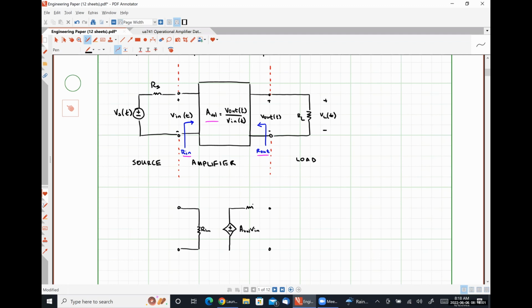And then here we have our resistance out. This is our voltage for our amplifier, Vn of t. This is our output voltage, V out of t. And then we would connect our load and our signal source, like so.